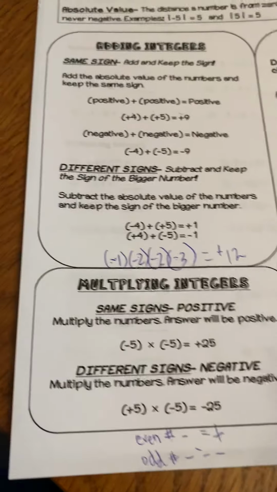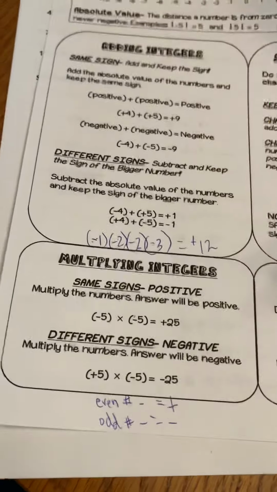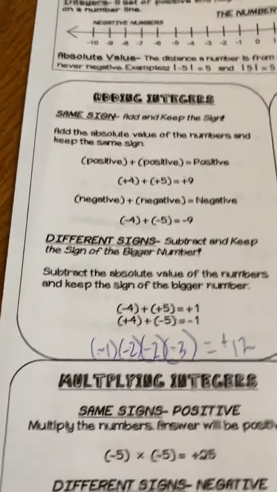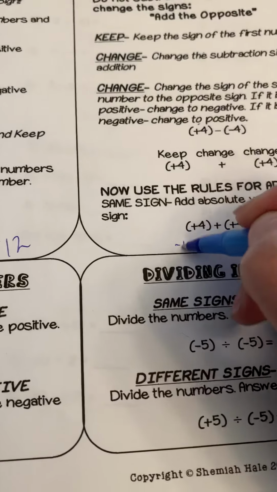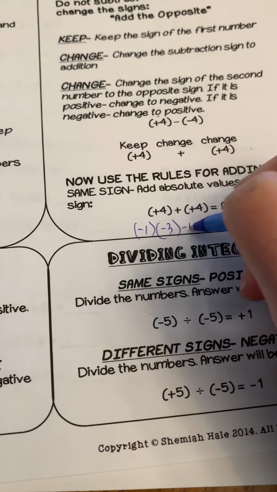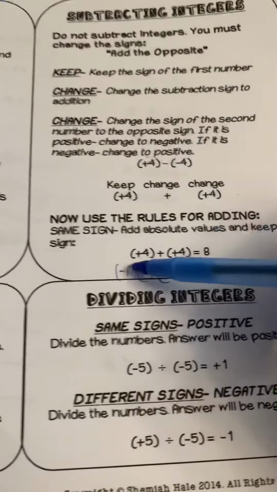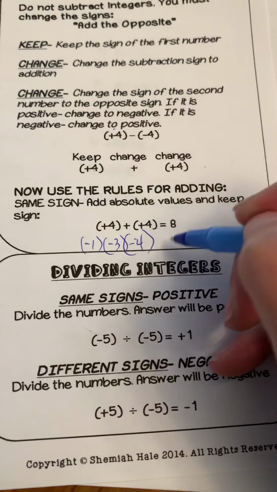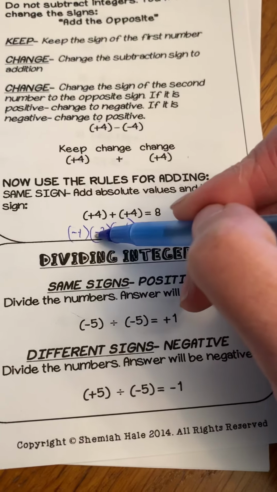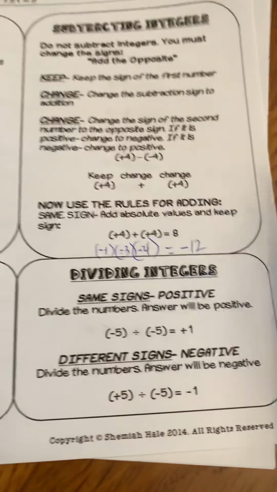Let's do another example. I'm kind of running out of room here, so let's do it right here. Negative 1 times negative 3 times negative 4. So 1, 2, 3 negatives. That means our answer is going to be negative. 1 times 3 is 3. 3 times 4 is 12.